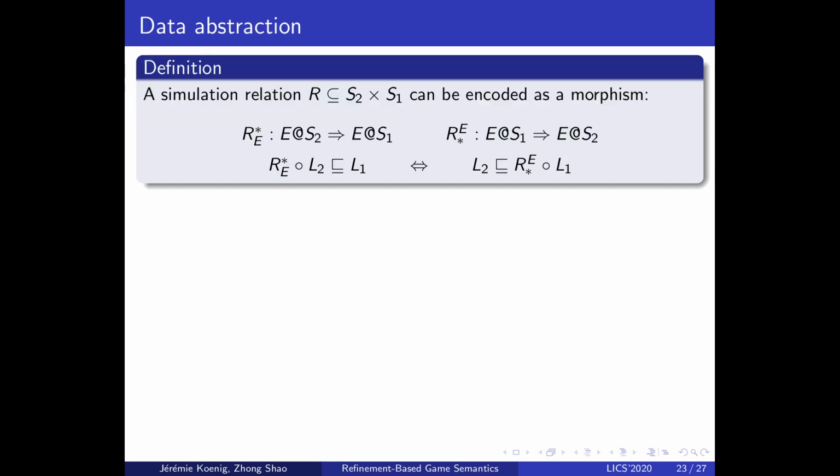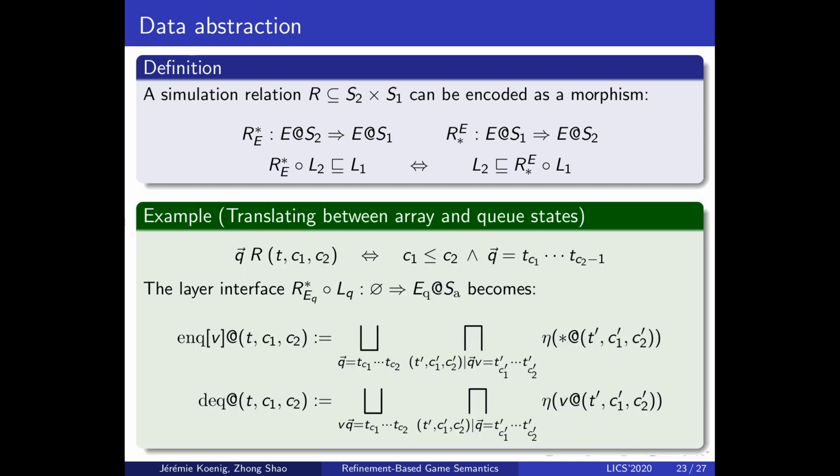The last step is data abstraction. As before, if we have layer interfaces which use different kinds of states, we can define a simulation relation R between them. This relation can then be embedded as adjoint morphisms which translate between the two interfaces. In the case of queues and arrays, the relation will read out values stored in the array between the two counters and then compare them with the contents of the queue.